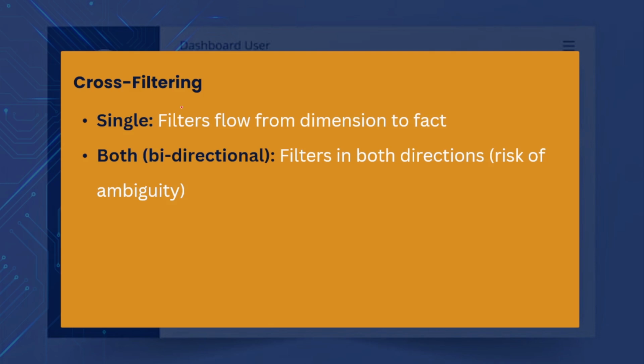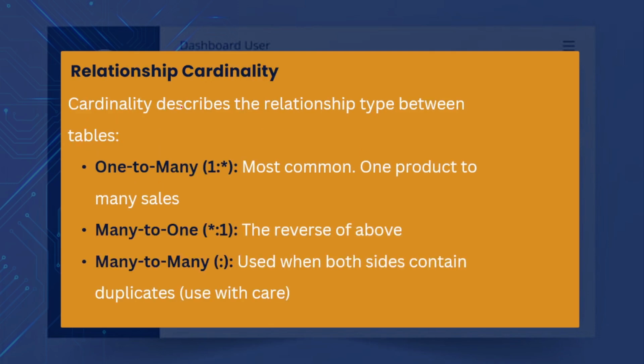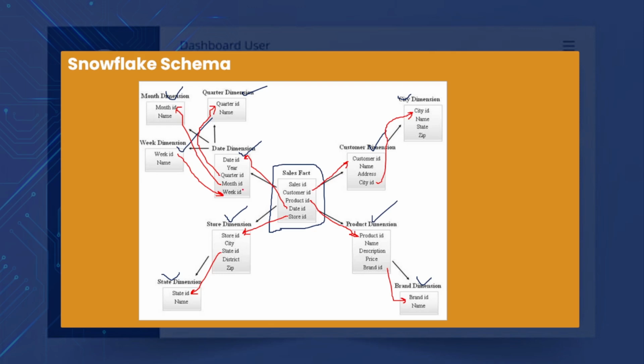So cross filtering is when you filter. How do you want the filter to affect the tables? So single filter direction means that filter flows from dimension table to fact table. Now let's go back to here. Flows from dimension table to fact table. So if I filter based on city from the store dimension table, say if I filter to Lagos, this is going to show the sales ID in Lagos, customer IDs that are in Lagos, product ID that are in Lagos, date ID that are in Lagos, and store ID that are in Lagos.